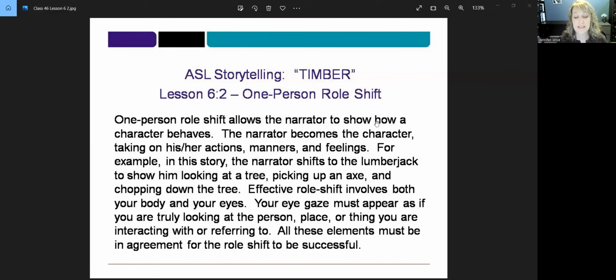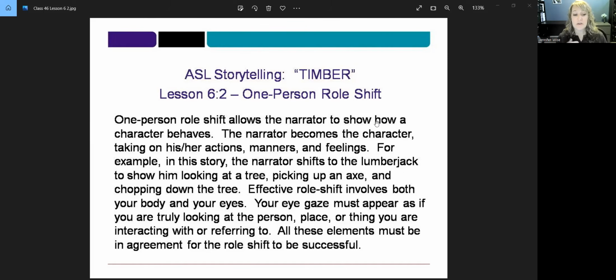Effective role shift in ASL involves both your body and your eyes. Your eye gaze must appear as if you are truly looking at the person, place, or thing you are interacting with or referring to. All of these elements must be in agreement for the role shift to be successful. So for example, if the lumberjack picks up the axe and he's still looking at me while he's telling the story, it's not an effective role shift.